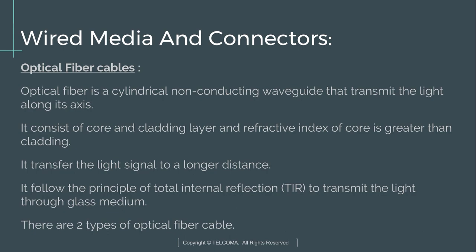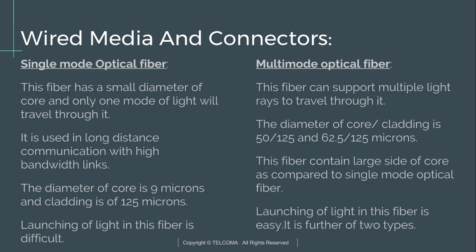There are two types of optical fiber: single mode optical fiber and multi-mode optical fiber. In single mode optical fiber, the fiber has a small core diameter and only one mode of light will travel through it, whereas multi-mode fiber can support multiple light rays traveling through it. Single mode is used in long distance communication with high bandwidth links. The diameter of core and cladding in multimode is 50 to 125 and 62.5 to 125 microns. The diameter of core in single mode fiber is 9 micron and cladding is 125 micron.